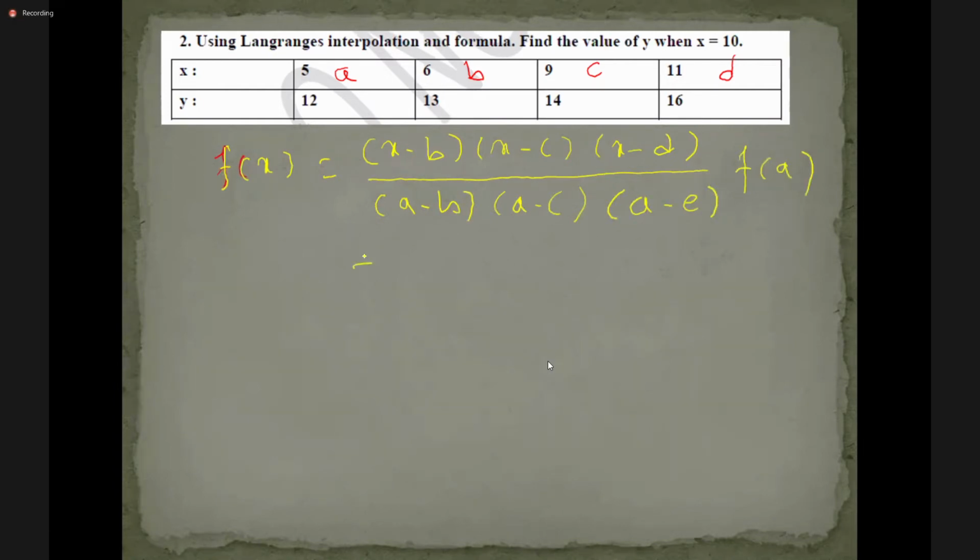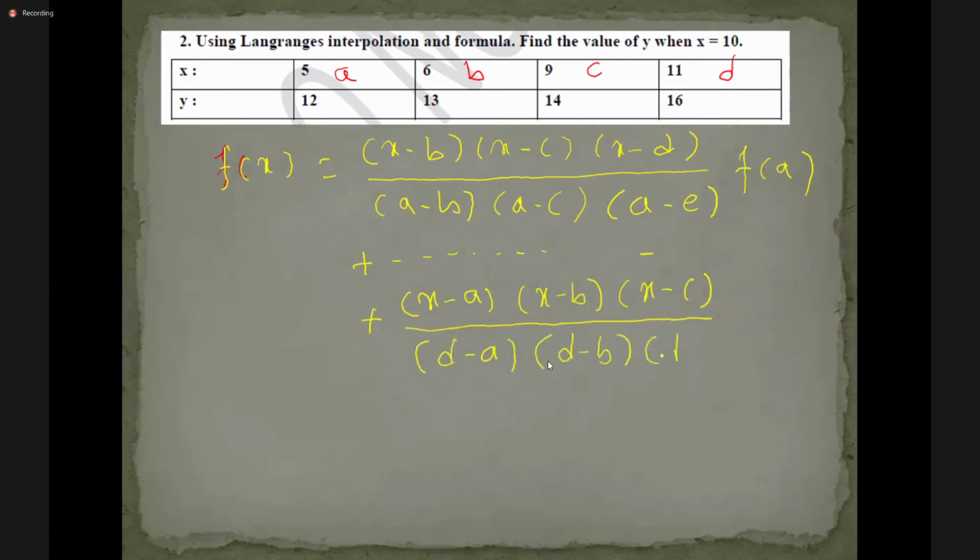Similarly, the other terms come. What will be the last term in the formula? x minus a into x minus b into x minus c upon d minus a, d minus b, d minus c, into f of d. Correct. So there is some symmetry in the formula. If you remember one term, the remaining terms are similar, you can write them.